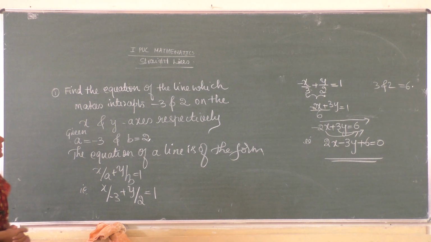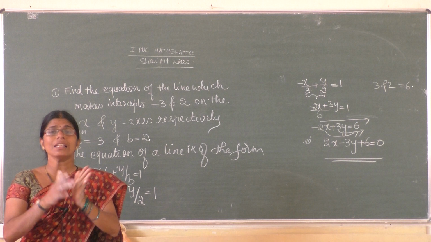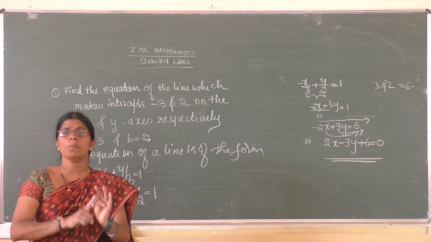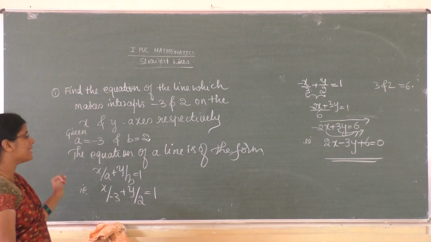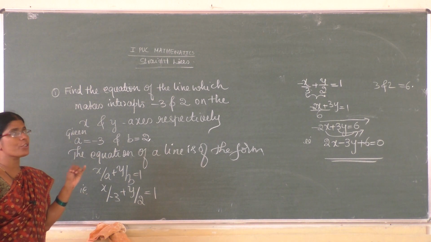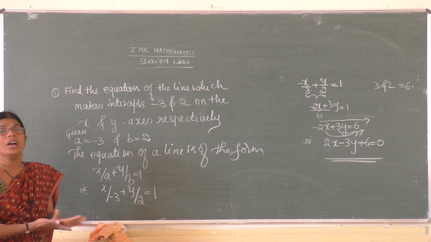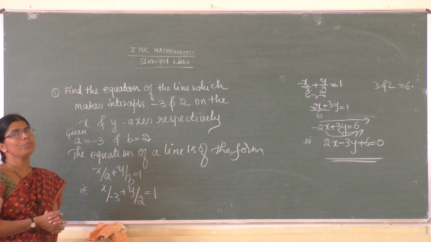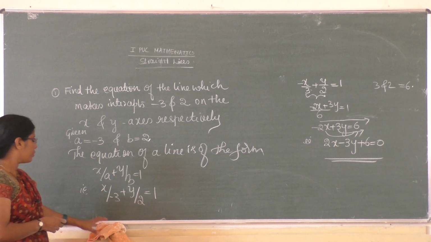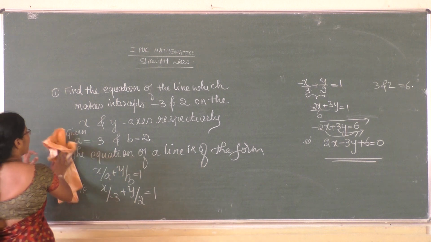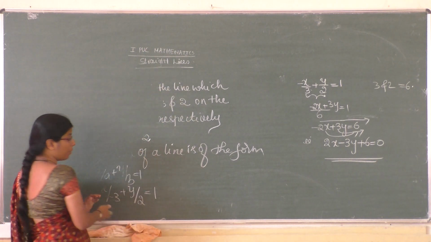So we got the equation of a straight line using slope point form, 2-point form, slope intercept form and intercept form. These are the 4 different forms to get the equation of a straight line. Then we have one more form that we continue in the next class. So you should remember all 4 different forms.